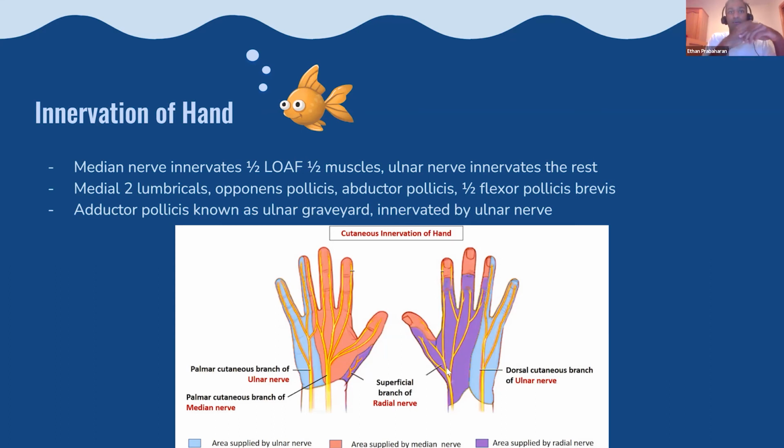So the medial 1.5 digits is the ulnar nerve. And we say that the lateral 3.5 will be median or radial nerve. You don't really need to know the actual branches. I think just knowing that median does this area, radial does this, and ulnar does the medial 1.5 digits.